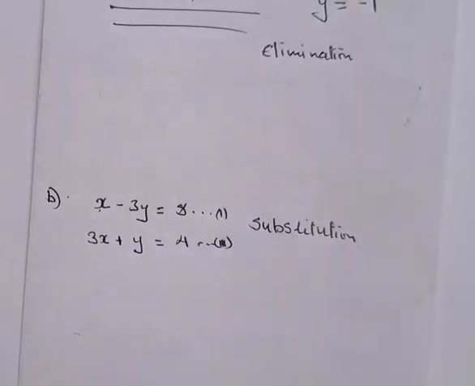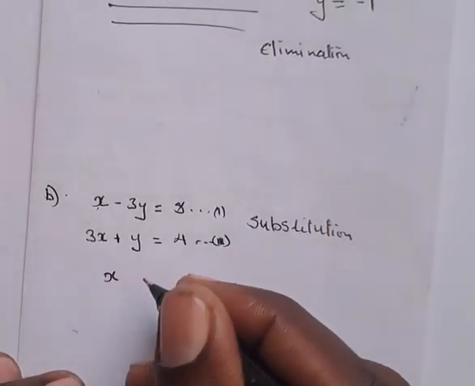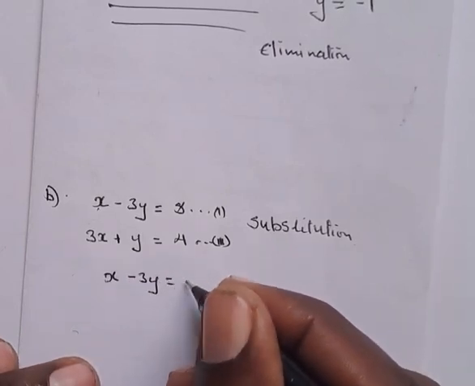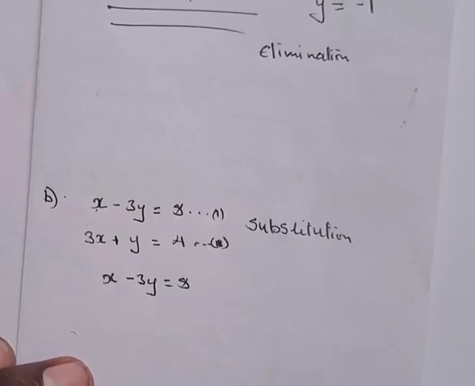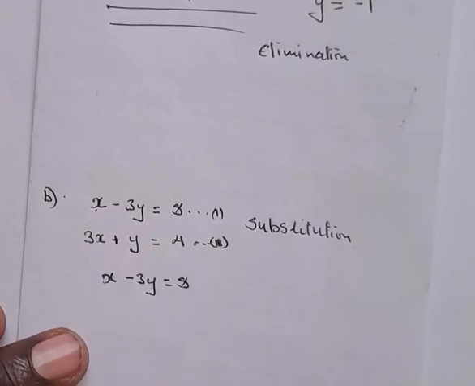So which one do you want us to choose? Okay, let's go for equation 1 to be our main one now. x minus 3y is equal to 8. Now I have x and I have y. So I need again to choose which of these I want to be the subject of the formula. I'll choose for you. Let us choose x to be our subject.